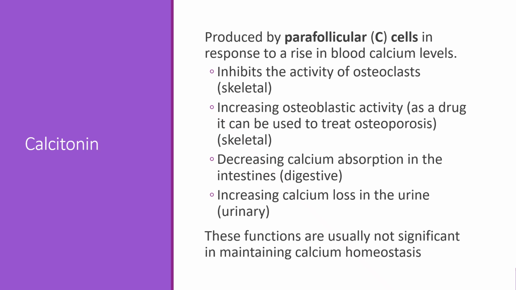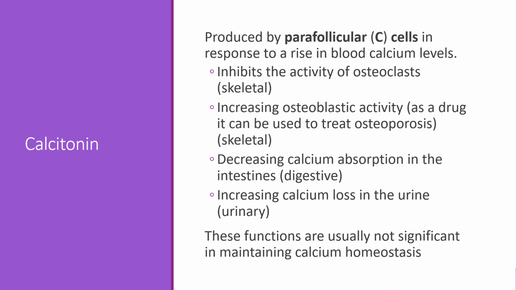So if we have too much blood calcium, calcitonin is released. What calcitonin does is inhibit the activity of the osteoclasts. Osteoclasts, as you'll remember from the skeletal system, are the ones that break down bone, and when they break down bone, they release calcium into the blood. It increases the osteoblast activity. Osteoblasts were the ones that built bone, so they take calcium out of the blood.